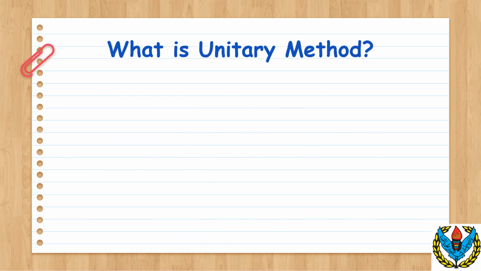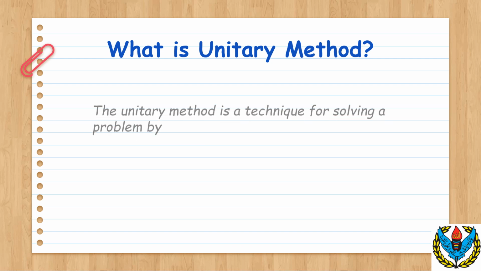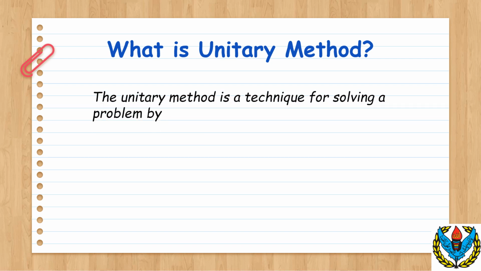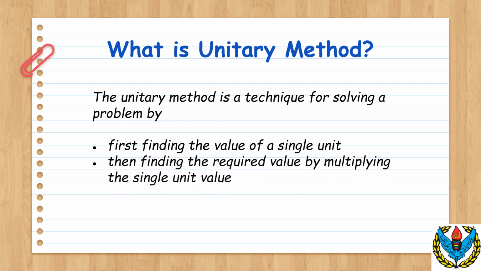Let's see what this unitary method is. The unitary method is a technique for solving a problem in two steps. First, finding the value of a single unit. It means we will be given a large amount and the respective value. Then, finding the required value by multiplying the single unit value. It sounds a bit difficult. Let's try to understand it with an example.